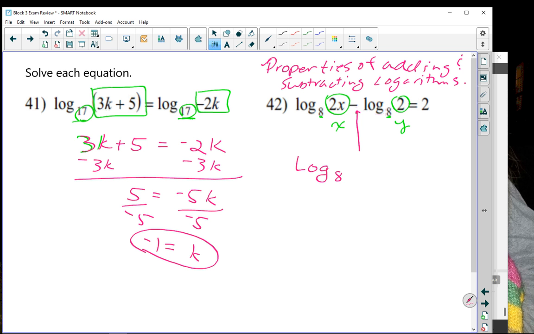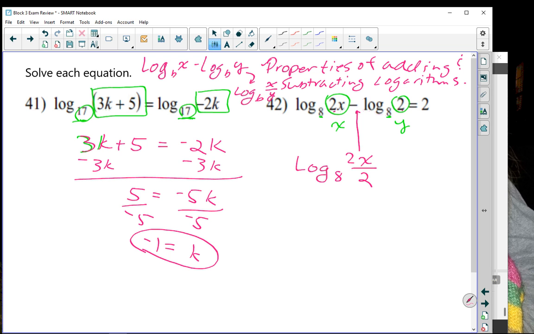Stay with me, write it down. Jane, are you watching? Yep. Log of 8, and then I'm going to take the 2x and put it over 2 and write it as a fraction. Okay, so the rule is log of b^x minus log of b^y is actually going to simplify to log of b, x over y.